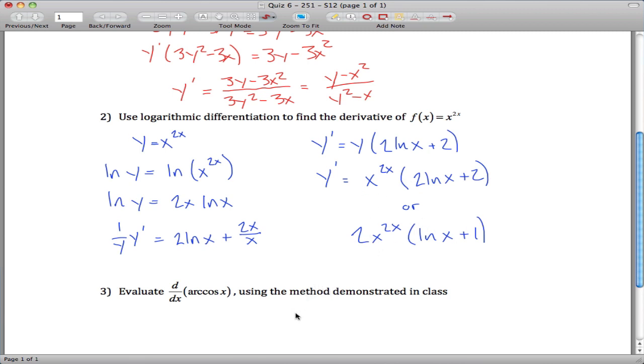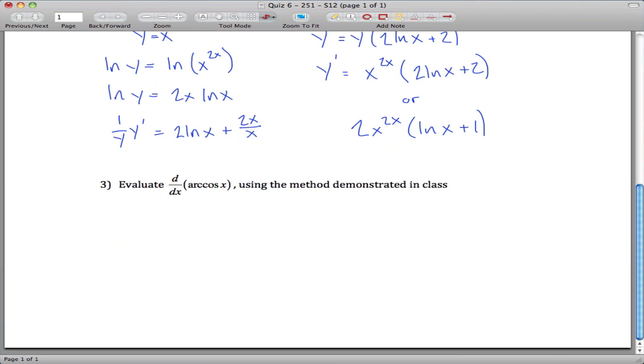But there's your derivative. This third one, I think this was the hardest one, but I don't know.